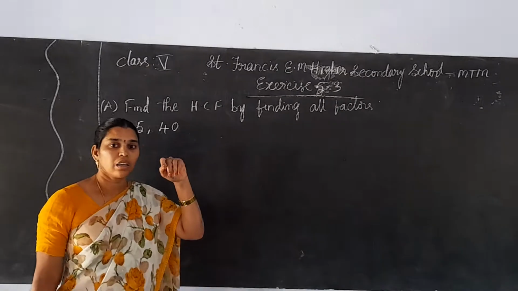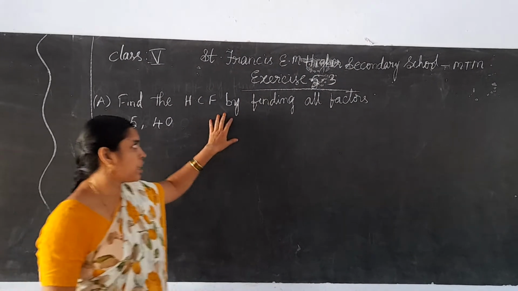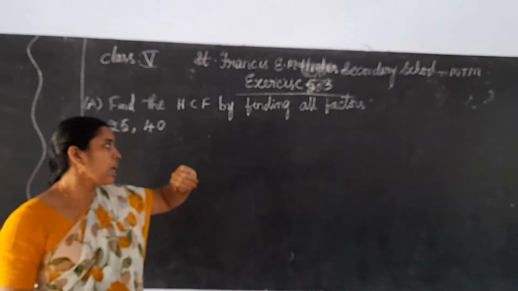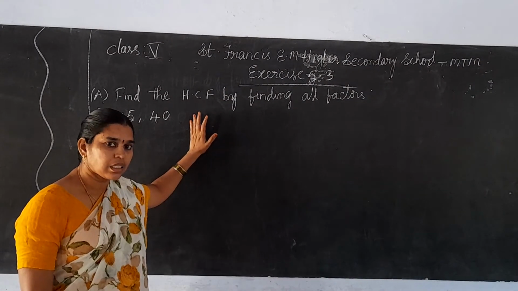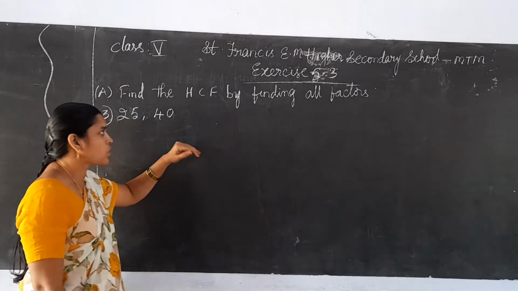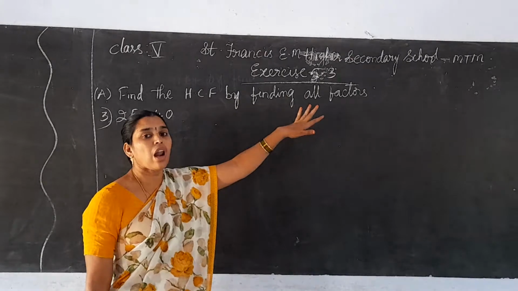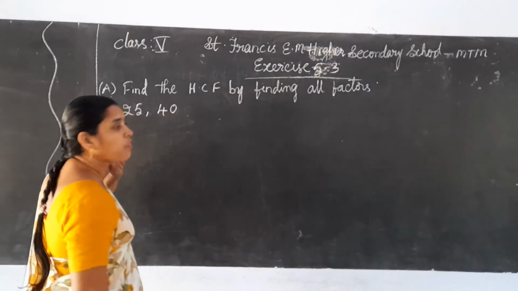See children, now problems on HCF. Exercise 5.3. In total, three methods are there, and I will explain all three. Okay children, first, find the HCF by finding all the factors. You have to write the factors.